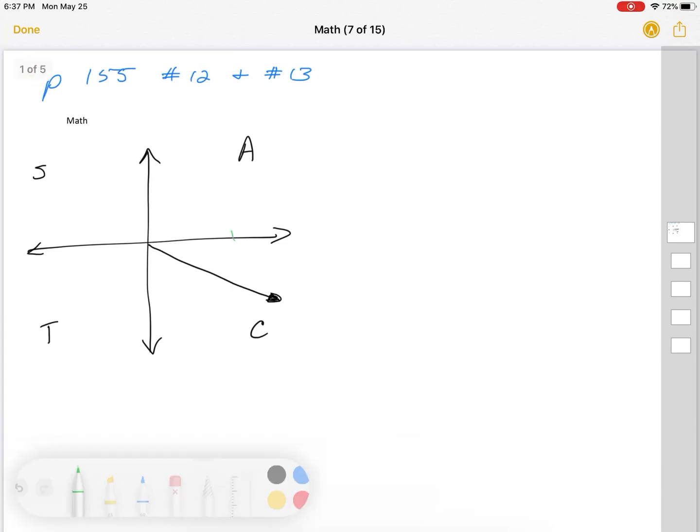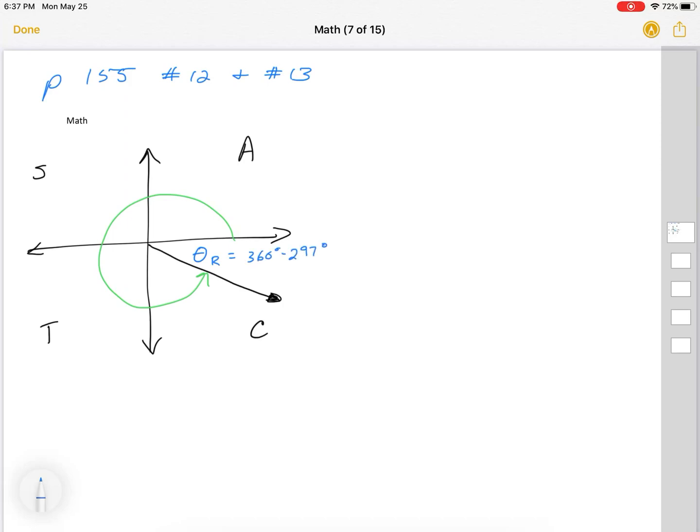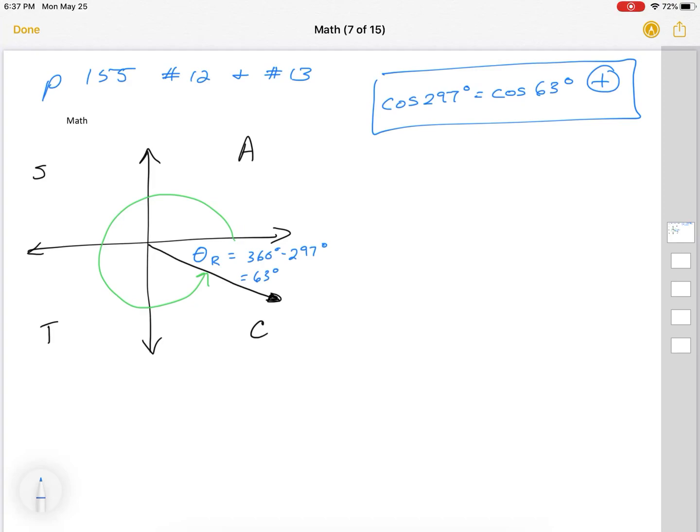So cos 297 would circle around and would be in here. And we need to know this is our reference angle. Our reference angle would be 360 degrees minus 297 degrees, because the reference angle is always made with the x-axis. So this would be 63 degrees. So in quadrant 4, cos 297 is the equivalent of cos 63, and it would be positive in value. So that's important to think about.